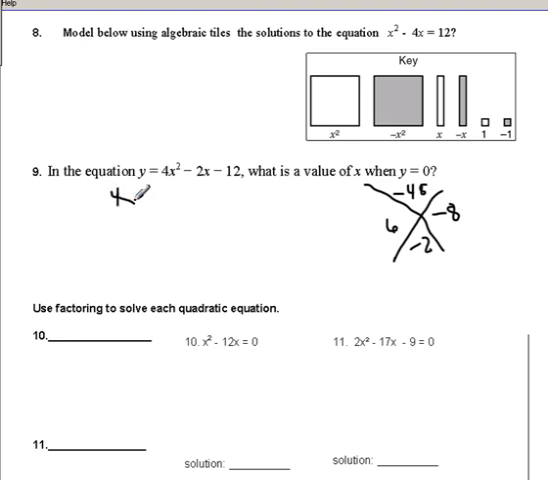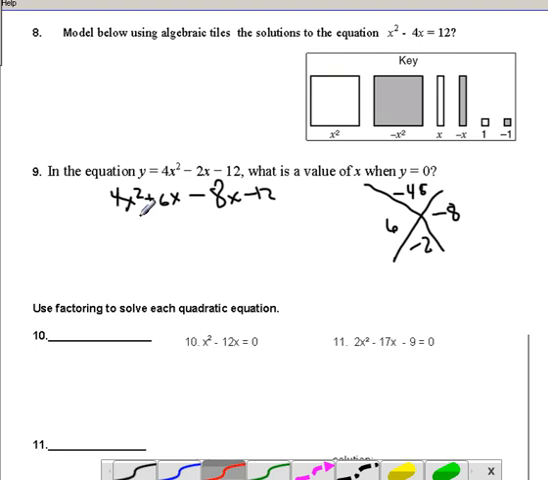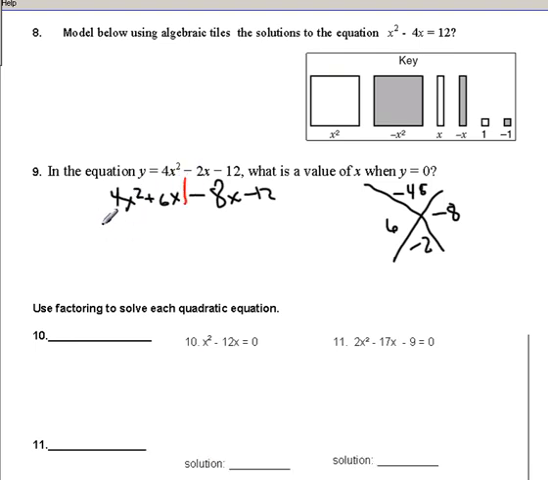So 4x squared plus 6x minus 8x minus 12. Split the middle. GCF would be 2x, and then you get 2x plus 3. And then over here it looks like we can take out a negative 4, and again we'll get 2x plus 3. This one's working out way better now that I have the right numbers.